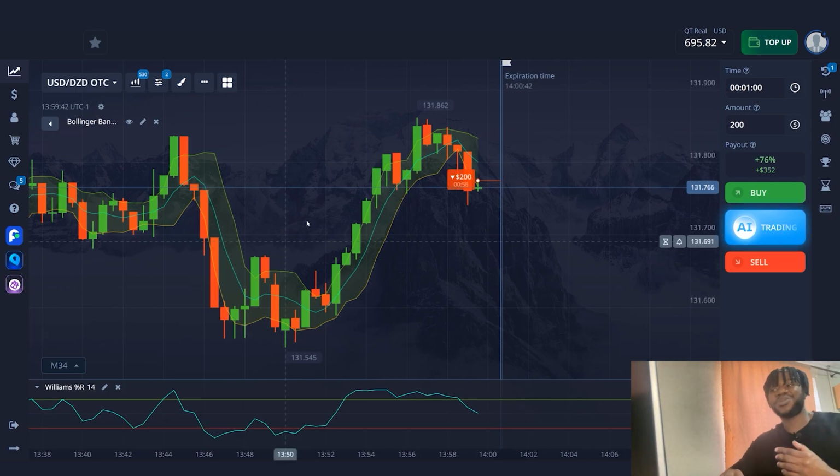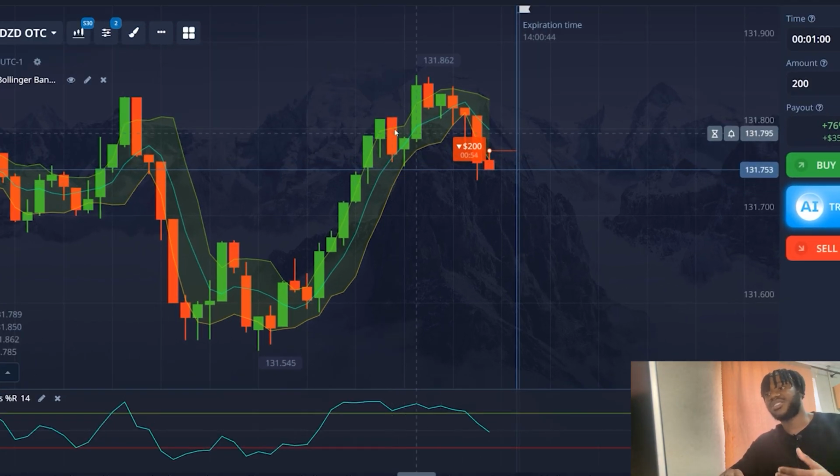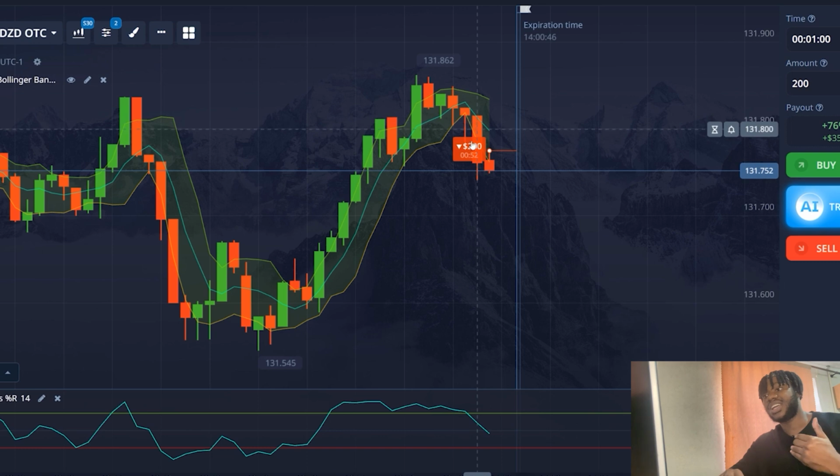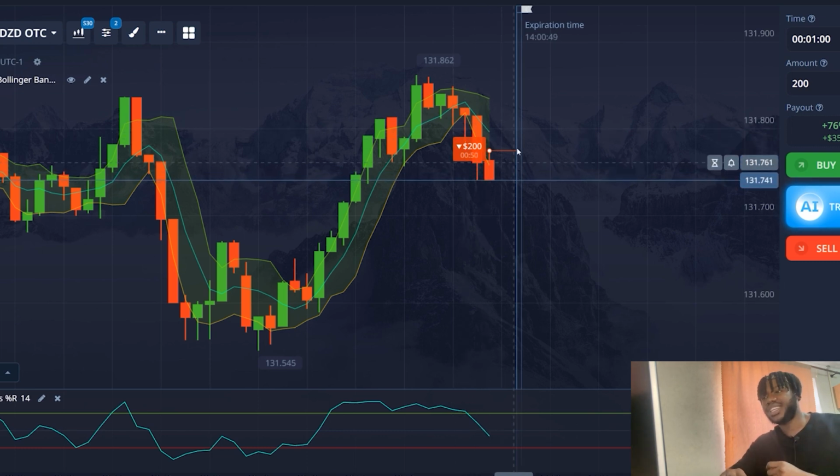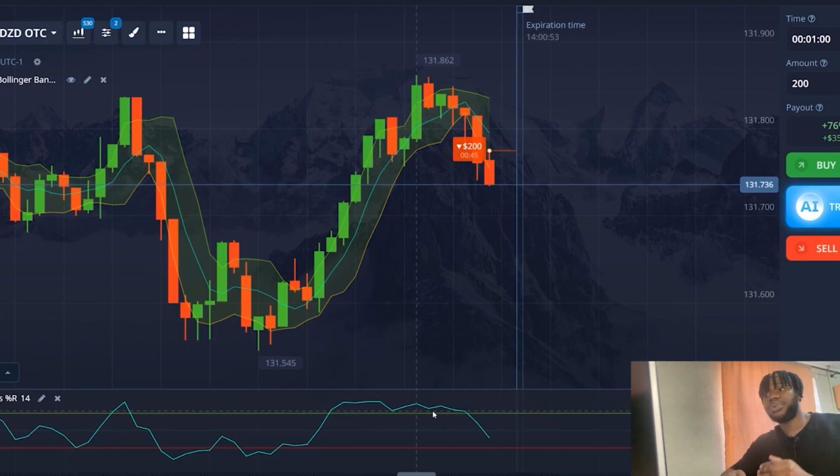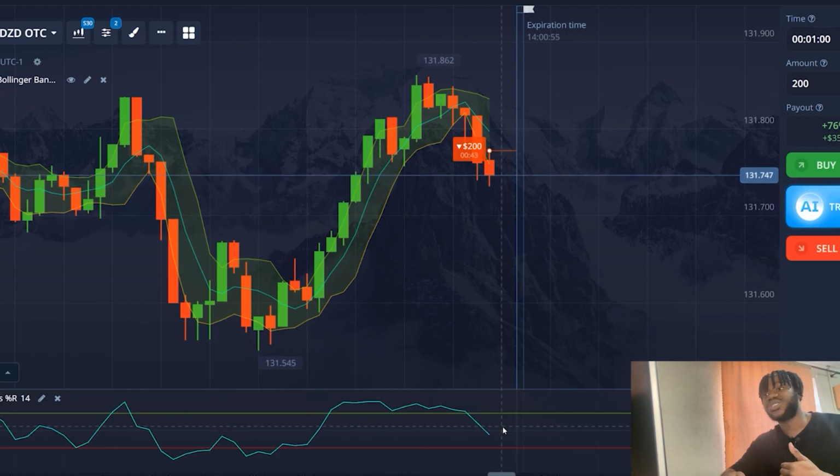As you can see, the situation has already formed. The red candle has crossed the lower boundary of the Bollinger Bands and consolidated below it. The Williams indicator line has already crossed the -20 level and is below it. Everything points to a downward trend, which means you can make a profit.